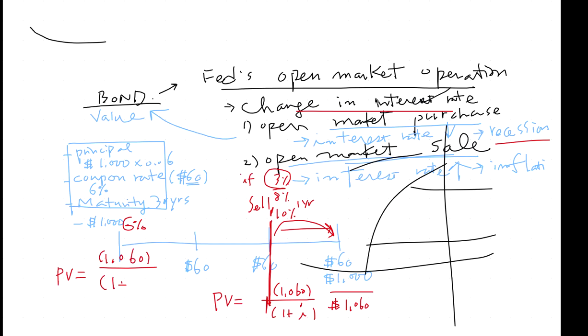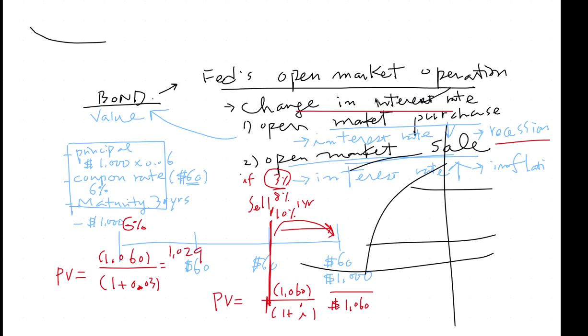You solve it. How much is it? You have to do it in the exam. How much is this value? If interest becomes 3%, what's the value of Simon's bond? Anybody has an answer? 1,029. Okay, 1,029.